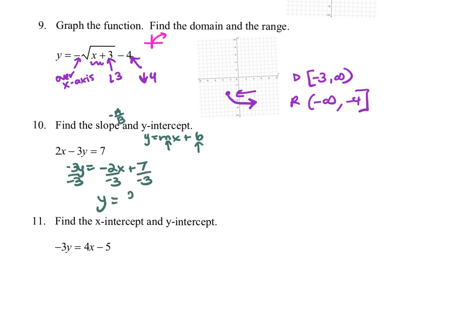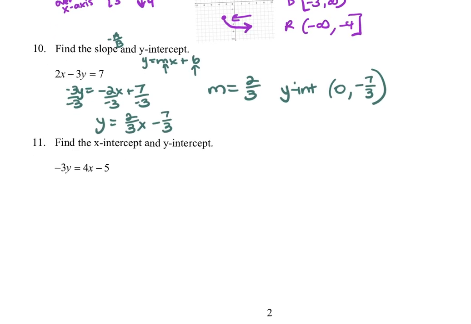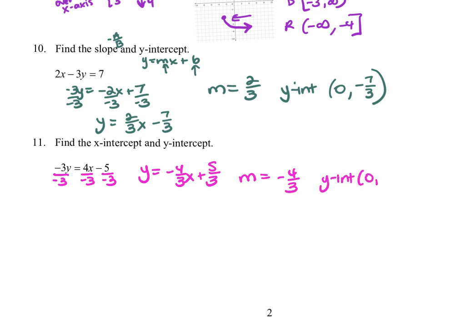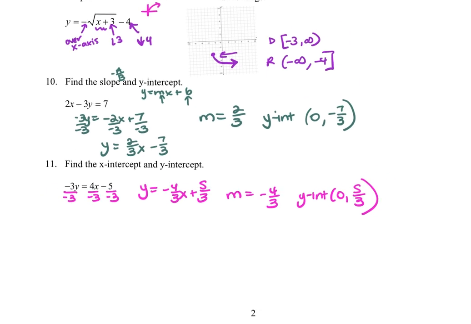So y equals a positive 2/3 x minus 7/3, which means my slope is positive 2/3, and the y-intercept is when x is 0 and y was negative 7/3. For 11, same thing, solve for y, so divide everything by that negative 3, and I get y equals negative 4/3 x plus 5/3. So my slope is negative 4/3, and the y-intercept, when x is 0, y is 5/3, or 1 2/3.